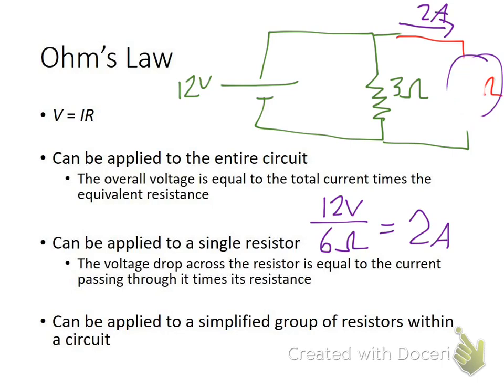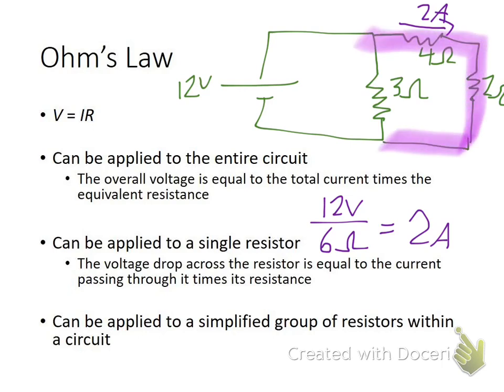Even when I bring it back to the original state that it was in, with a certain 4 ohm resistor and a certain 2 ohm resistor, I still know that 2 amps of current are going through this entire leg this way. And that can help me find the individual voltage drops by multiplying 2 amps times my individual resistances.